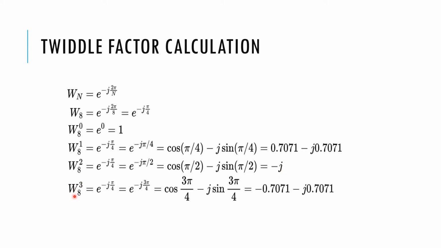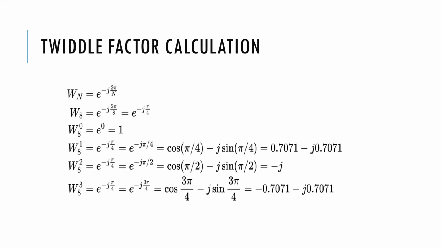The next one is W8 to the power of 3. So raised to the power of 3, while you calculate that, you will get e to the power of minus j 3 pi divided by 4, which is equal to cos 3 pi by 4 minus j sin 3 pi by 4, which is equal to minus 0.707 minus j 0.707. So these are actually constant values of Twiddle factors that we are going to use no matter whether it is going to be decimation in time or decimation in frequency. So keep this as a key point in your mind, right?